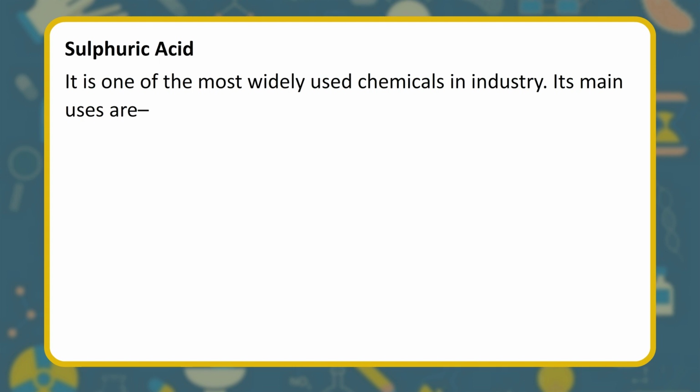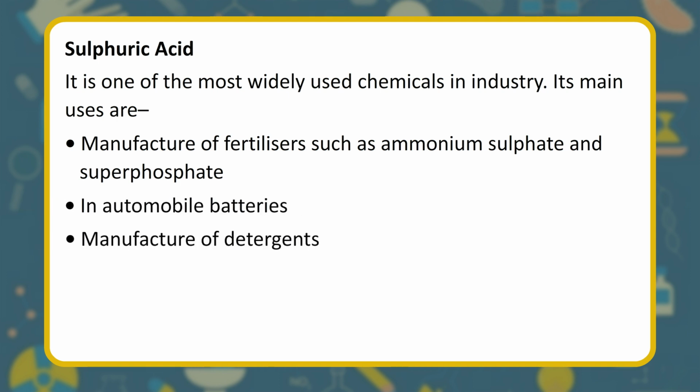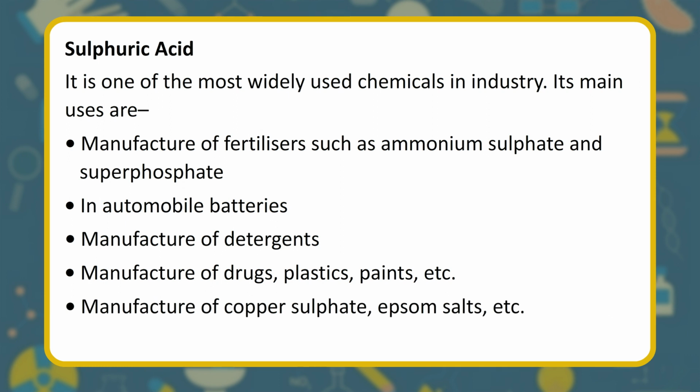Sulfuric acid. It is one of the most widely used chemicals in industry. Its main uses are manufacture of fertilizers such as ammonium sulfate and superphosphate, in automobile batteries, manufacture of detergents, manufacture of drugs, plastics, paints, etc., manufacture of copper sulfate, Epsom salts, etc., in textile, paper and leather industries.